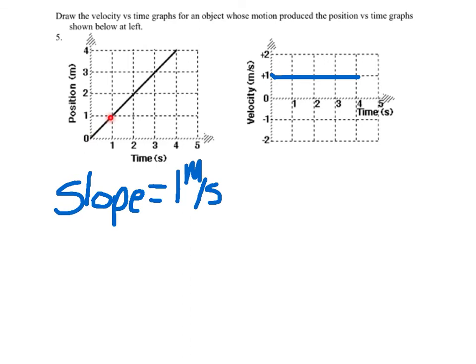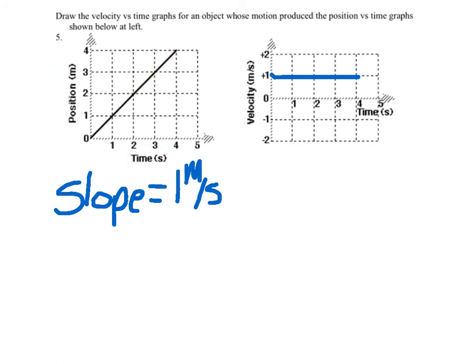The velocity from here to here is 1 meter per second. The velocity from here to here, also 1 meter per second, and from here to here, 1 meter per second. And that corresponds to here, 1 meter per second. Remember, we're doing a velocity time graph here, and this is a position time graph here.